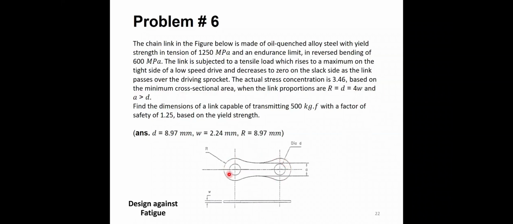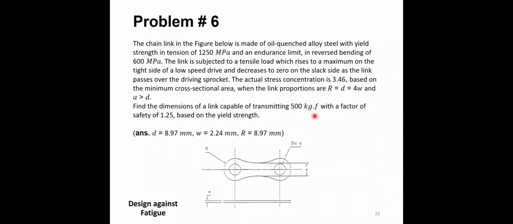If you look at this chain link here, you'll find that the minimum cross-sectional area is across the hole here. So this is the cross-sectional area that we are going to consider. The link proportions are: this R value is the same as the diameter of the pin. So R is equal to d, is equal to 4 times the thickness of the link. And this value a is greater than the diameter of the pin. Find the dimensions of a link capable of transmitting 50 kilogram force.